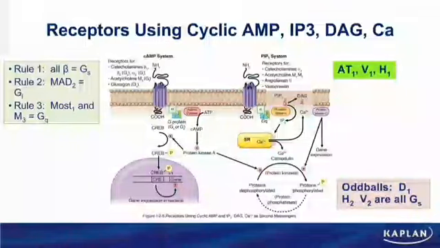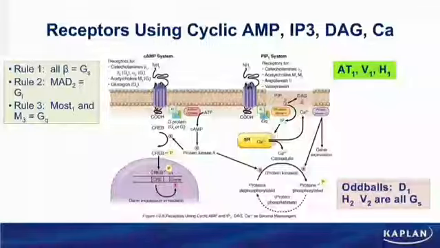Let's look at some examples of the sub-1s. Obviously, alpha-1, M1. The angiotensin II receptor is called AT1. It's always a little confusing. AT1 is an abbreviation for the angiotensin II type 1 receptor, and that, of course, is GQ coupled. The vasopressin V1 receptor, that's GQ, and the histamine H1 receptor, that's also GQ. So most sub-1s and M3s are GQ.